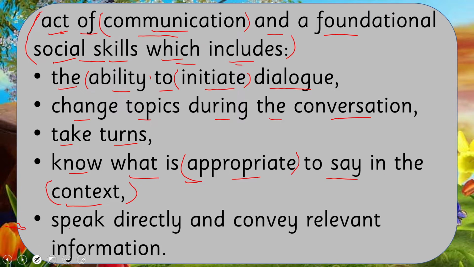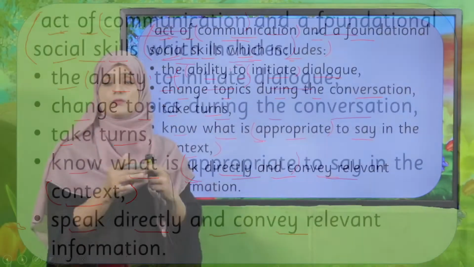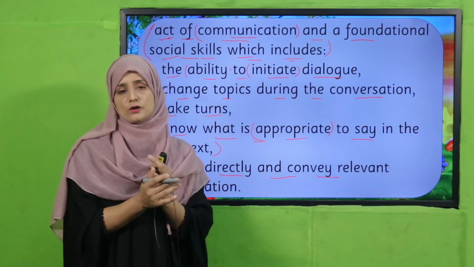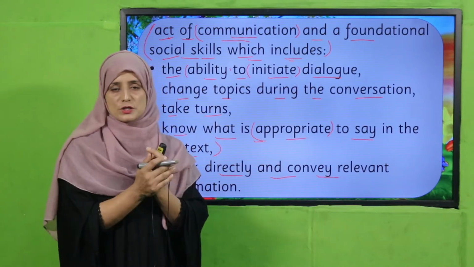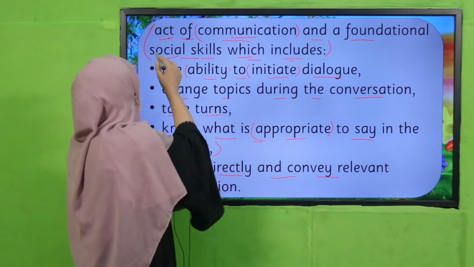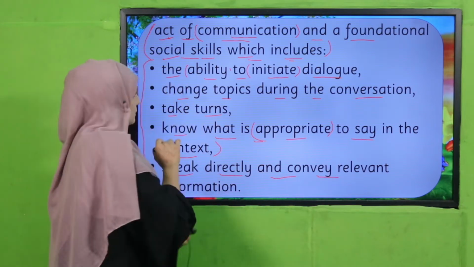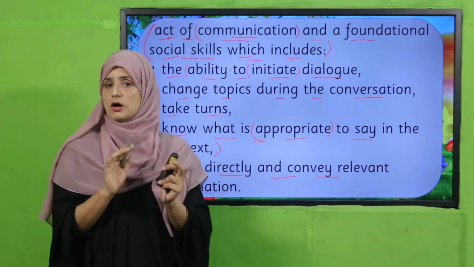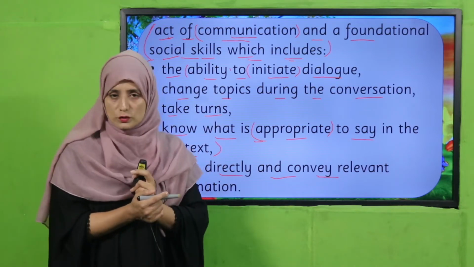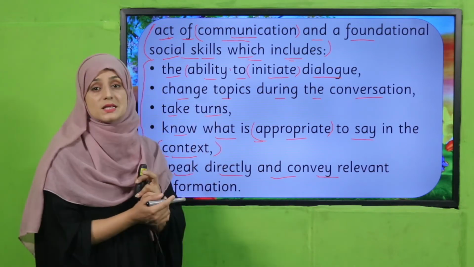So next is speak directly and convey relevant information. My dear students, relevant information means related to the topic that is being discussed in the group or between two people. So we have to give relevant, authentic information. These are all called the dynamics of oral interaction when we are engaged in a conversation. We must follow all these things while speaking.